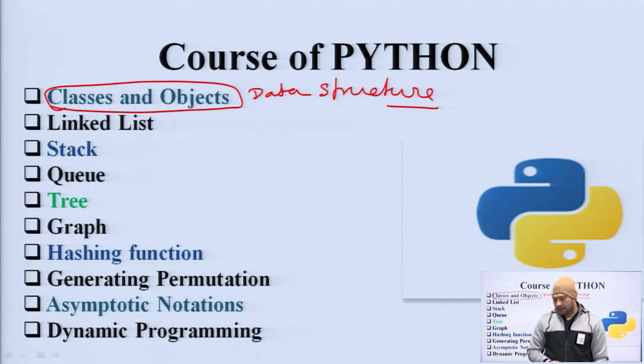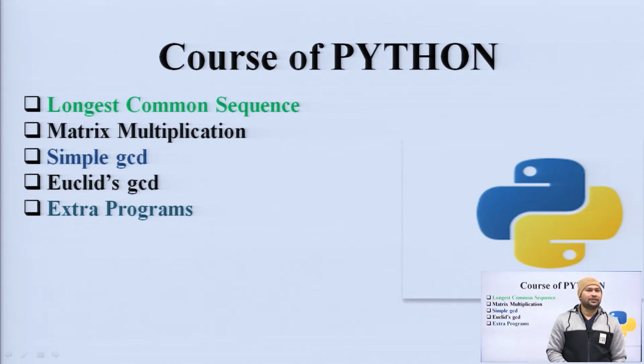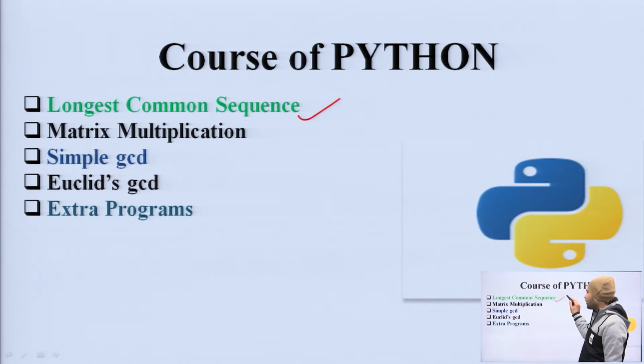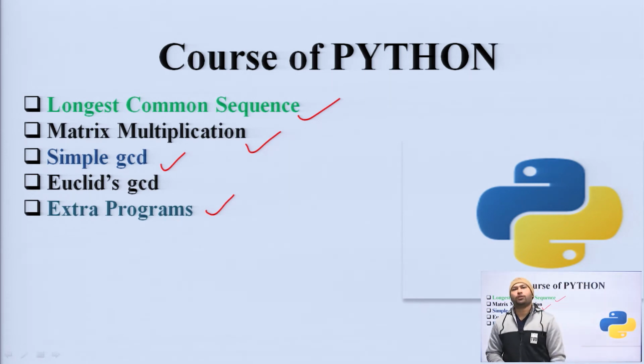After that you will see a little bit about asymptotic notations, in which we will encounter 3 types of notations, followed by dynamic programming and followed by some algorithms, because in our syllabus there is a last unit, that is algorithms. So we are dealing with some algorithms like the longest common subsequence, matrix multiplication, GCDs, improved GCDs and some more. If we have some time then we will move on to the last segment, that is extra programs.